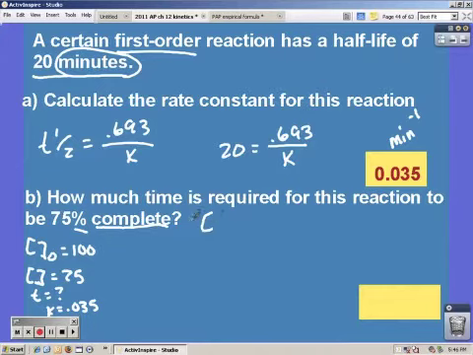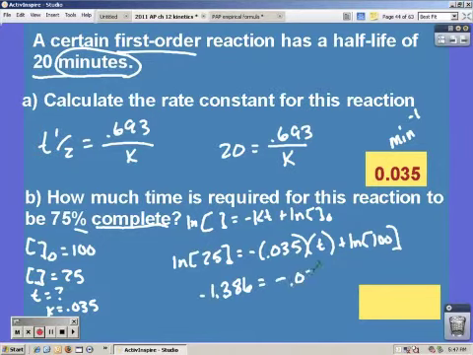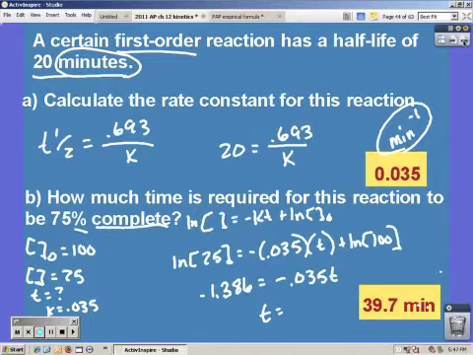Okay, so we can plug it into our equation now. That's ln of concentration equals negative kt plus ln of initial concentration. So our final concentration was 25. Plug everything in. Subtracting our ln of 100, we get that. Solving for t, we get 39.7 minutes. And again, it's minutes since our unit of k was in minutes.